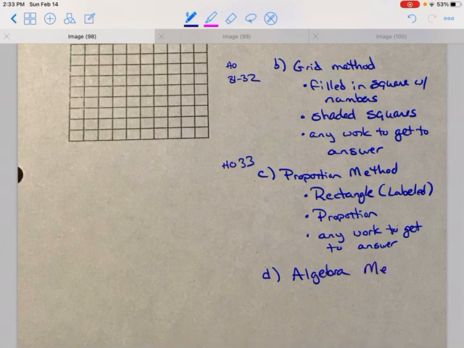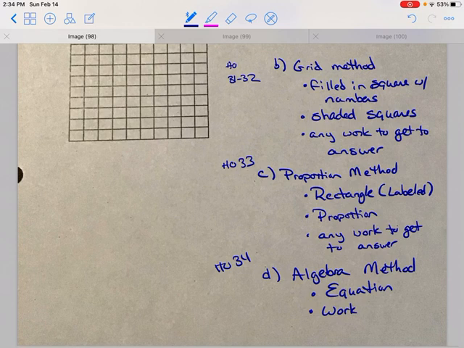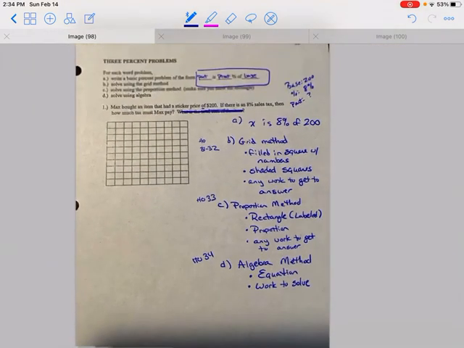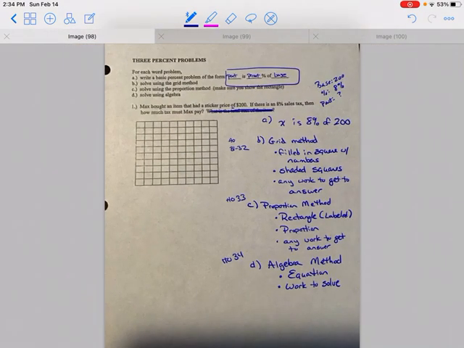Then you're going to use the algebra method. Okay, this is from handout 34. I want to see the equation and the work to solve. All right, so I have to see evidence of each method in order to get credit. All right, so you're going to set up your basic percent, then you're going to work the problem 3 times.